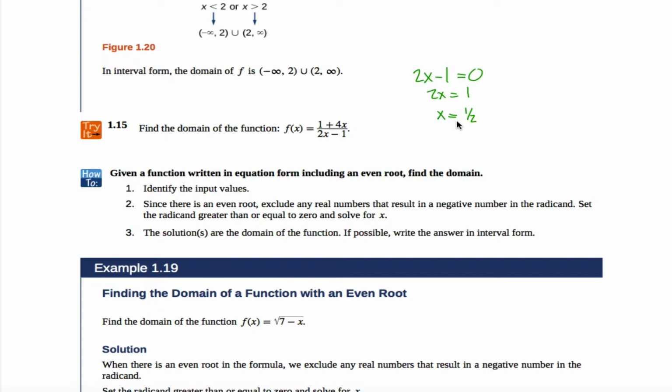Note, x equals 1/2 is not my answer. In fact, it's exactly what is not my answer. My answer is all numbers except for x equals 1/2. Because if x equals 1/2, then the bottom equals 0. That's what I just solved for.